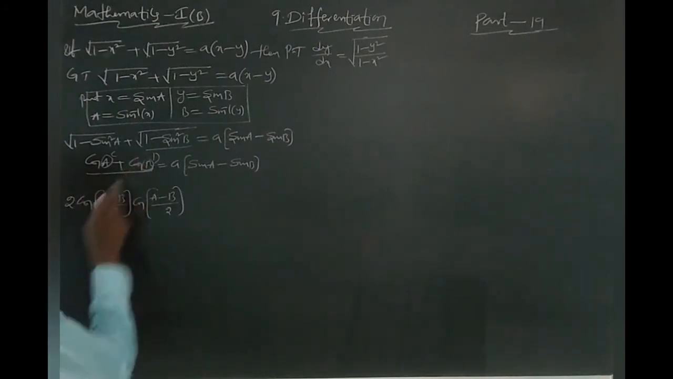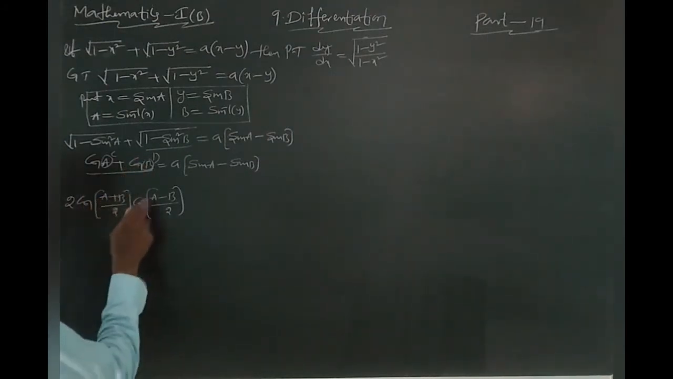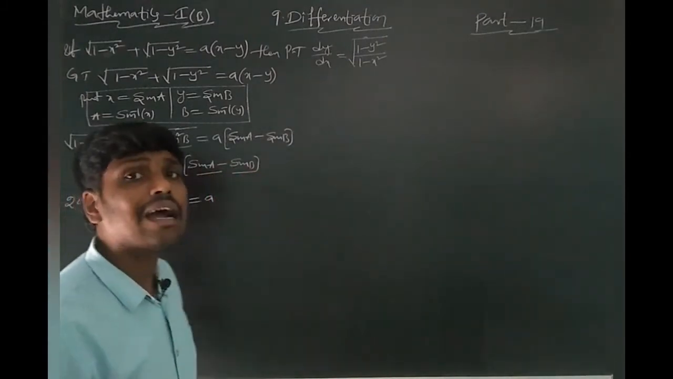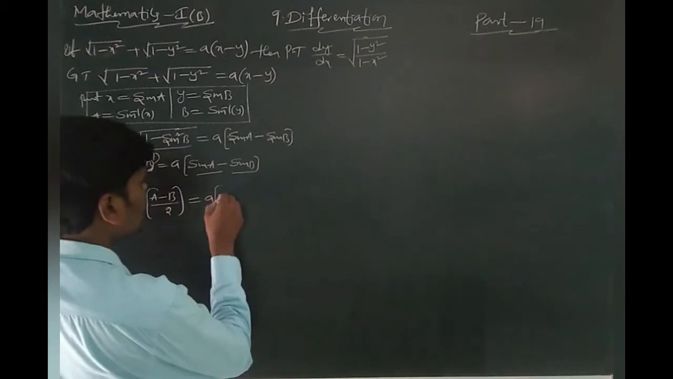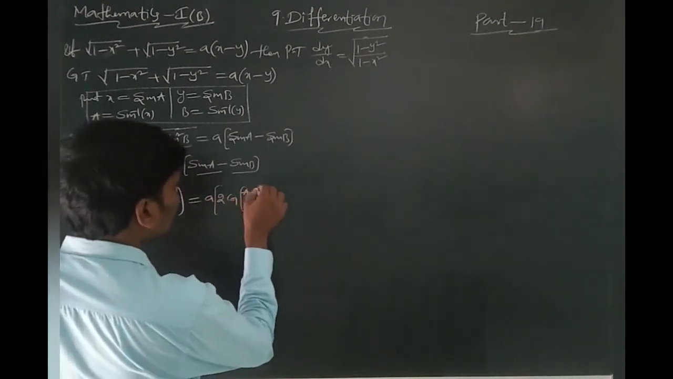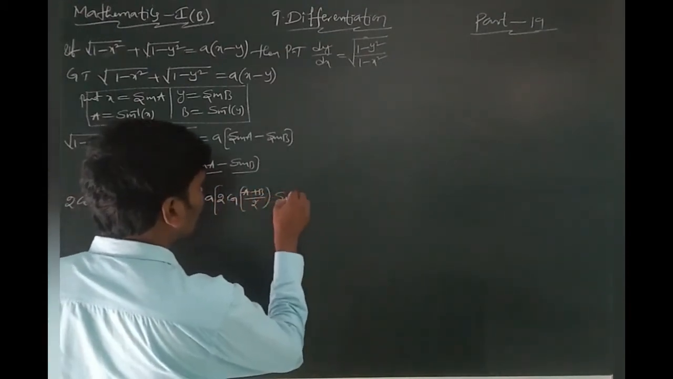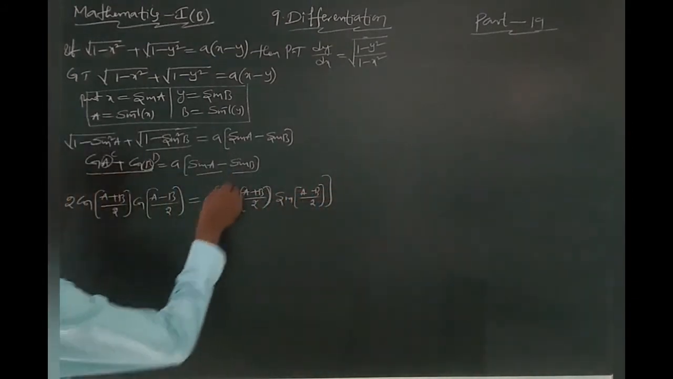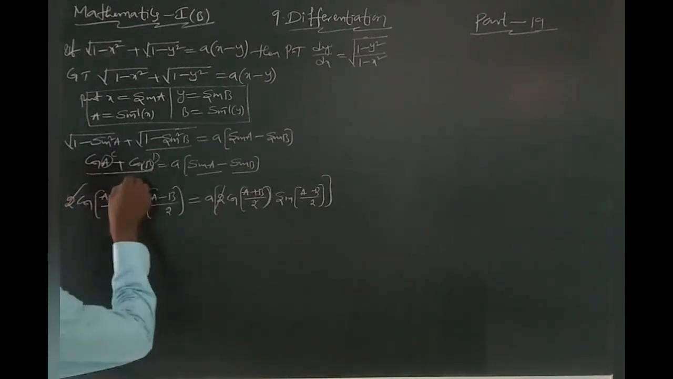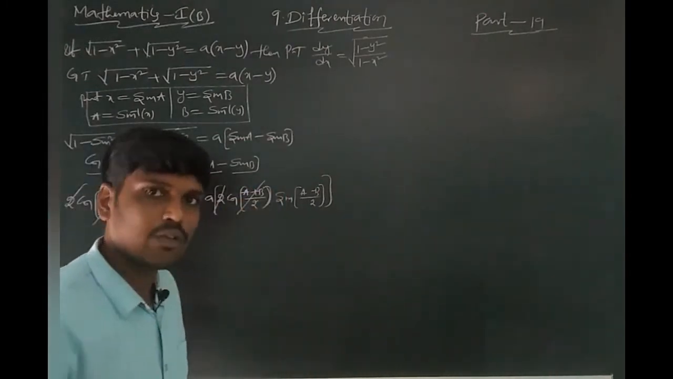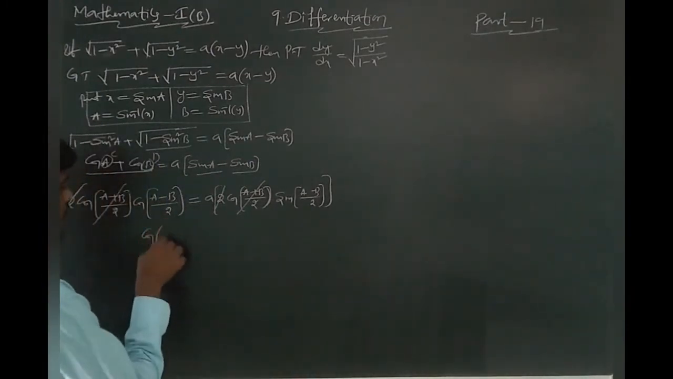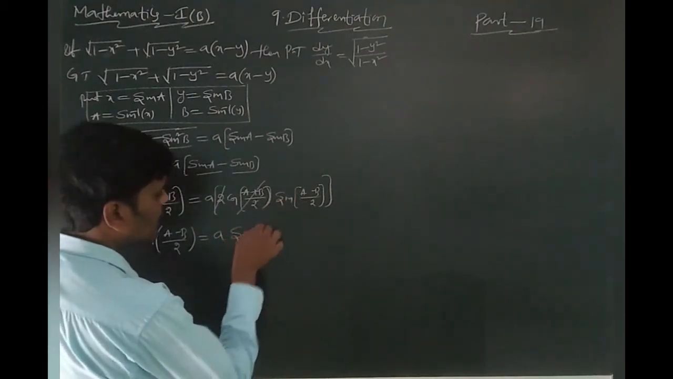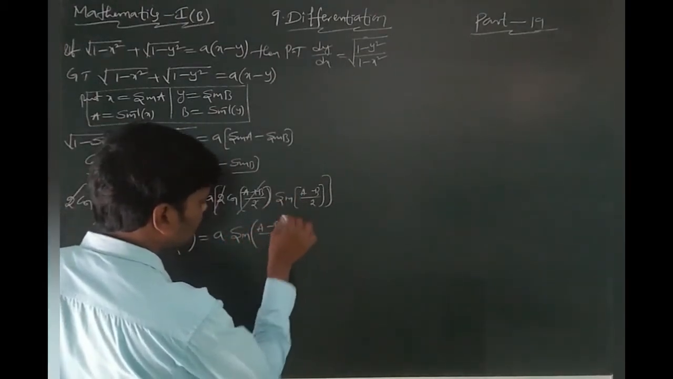Here cos C plus cos D, 2 cos of (C plus D) by 2, cos of (C minus D) by 2, is equal to a into sin C minus sin D. What is that formula? Sin C minus sin D is 2 cos of (C plus D) by 2 into sin of (C minus D) by 2. This is the formula. In this, 2 gets cancelled, and cos of (A plus B) by 2 cancels on both sides. Remaining: cos of (A minus B) by 2 equals a into sin of (A minus B) by 2.